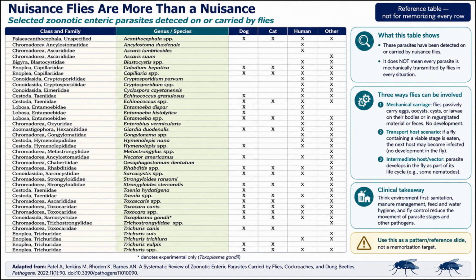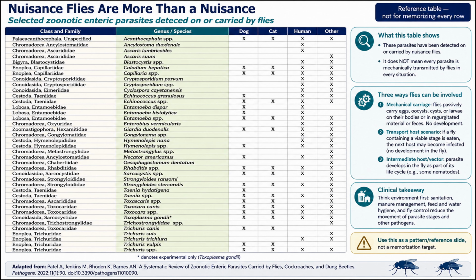Fear not, this is not a memorization table. The point is that non-biting nuisance flies can carry many zoonotic enteric parasite stages. Think about where flies land: feces, decaying material, wounds, secretions, feed, water, and surfaces. In many cases, the major concern is mechanical carriage. Parasite eggs, oocysts, cysts, larvae, and other infectious stages are moved from contaminated material towards feed, water, animals, people, or fomites. The fly is not always part of the parasite's life cycle. It may simply be a tiny mobile contamination event with wings.